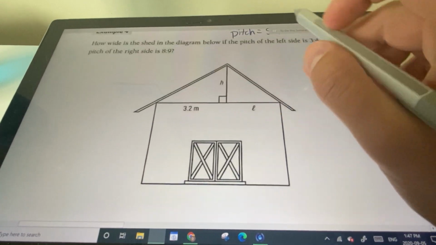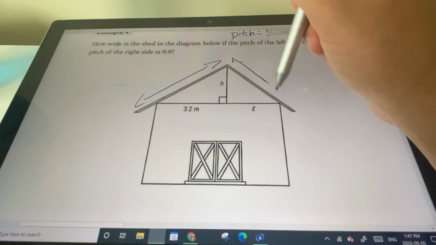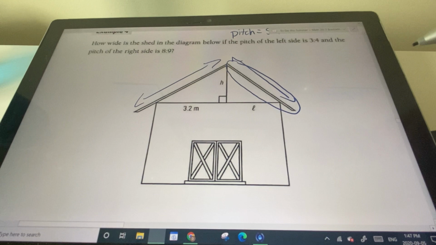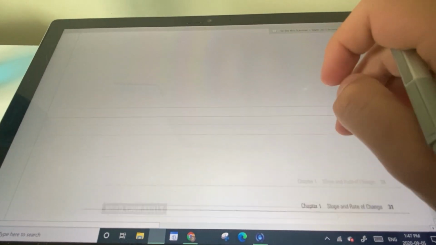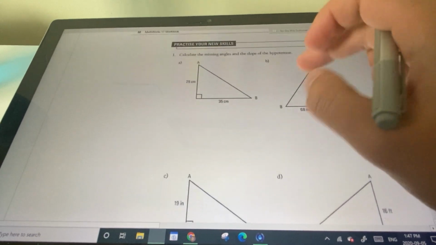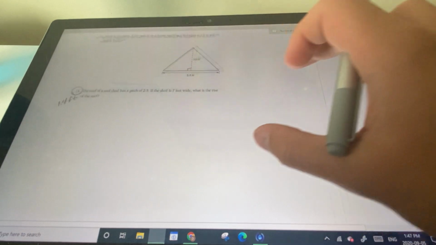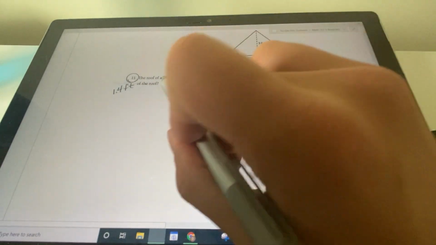So in this case, the pitch would be from here to here, and this pitch will actually be different than this pitch because we can see that this side of the roof is at a bit of a bigger angle than this side of the roof. So pitch simply just means slope. So you should be able to essentially answer most of these questions at this point. I'll maybe do 11 with you here, and then we'll see if we can leave the rest for homework.